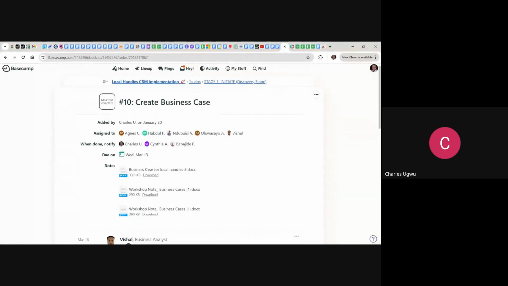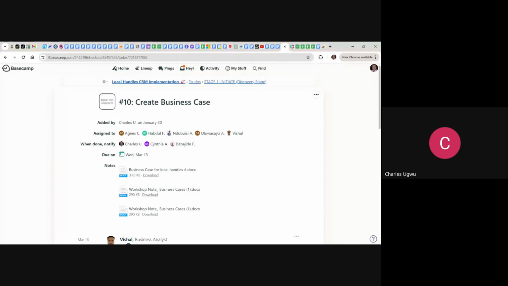You see, for this particular create business case, I am the project manager here. We have three different project managers. I'm the project manager, Cynthia is a project manager, Babajide is a project manager. Then we have business analysts. Agnes is a business analyst, Abdul is a business analyst, NBC, Shayo, Vishal, they're all business analysts.